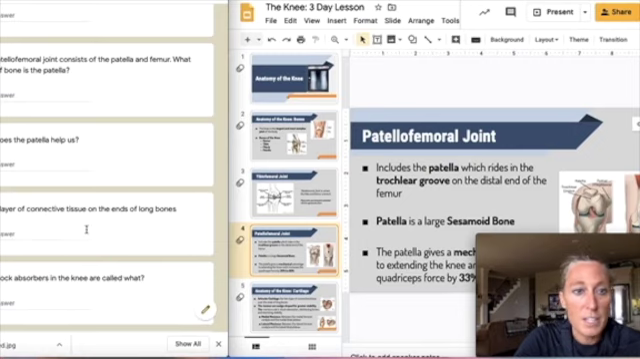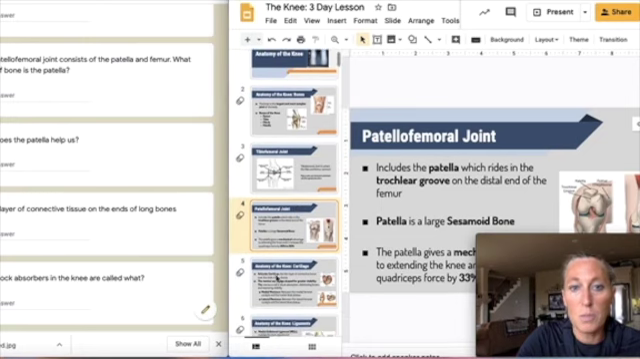Next question, a thin layer of connective tissue on the ends of the long bones. Thin layer of connective tissue on the ends of long bones.